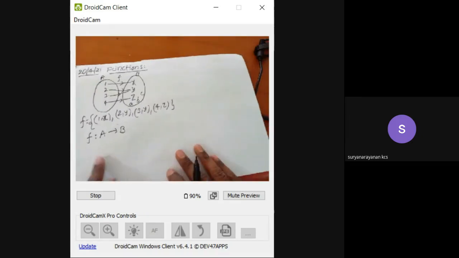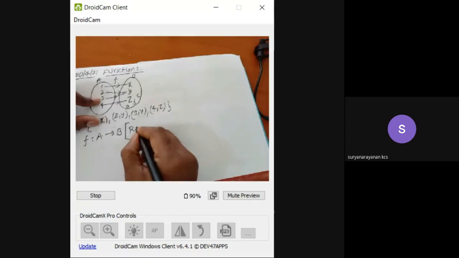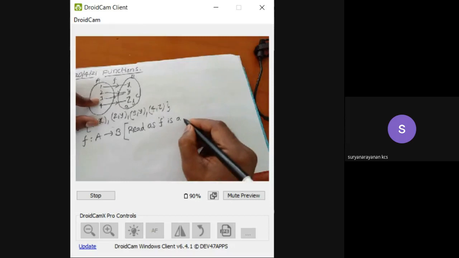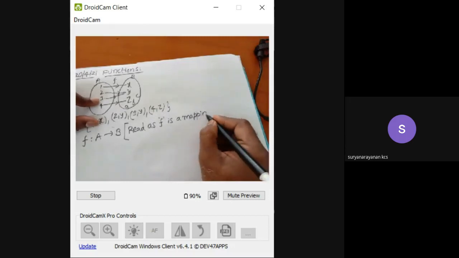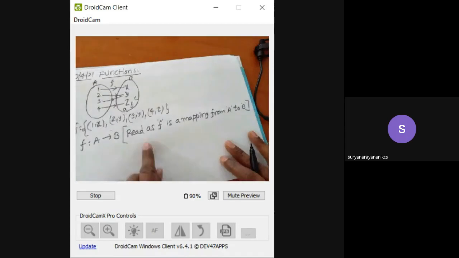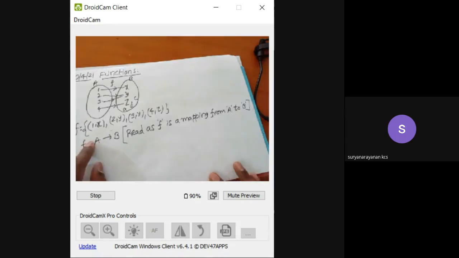this is a notation. Remember this notation, my children. F is a mapping from A to B. This notation is read as, remember this sentence, my dear children, how to read this notation. F is a mapping. F is a mapping. These two dots are read as mapping. Okay, F is a mapping from A to B.